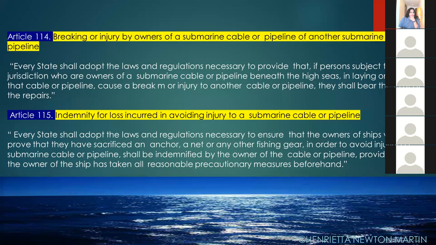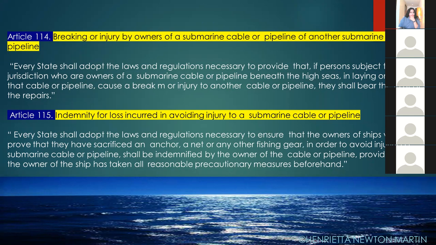Of repairs. Now, Article 115 talks about indemnity for the loss incurred in avoiding injury to a submarine cable or pipeline. What happens if they have tried to avoid an injury and, in the pursuit of avoiding injury, there is some loss incurred to the person or to the ship? So how are they going to make good the loss? They're going to indemnify the loss, that is, make good the loss, or they are compensated for the loss.